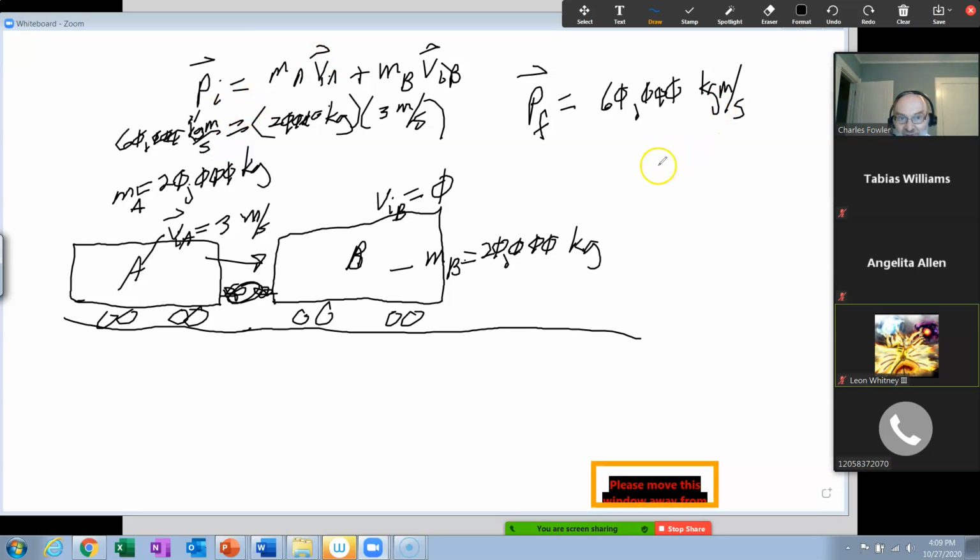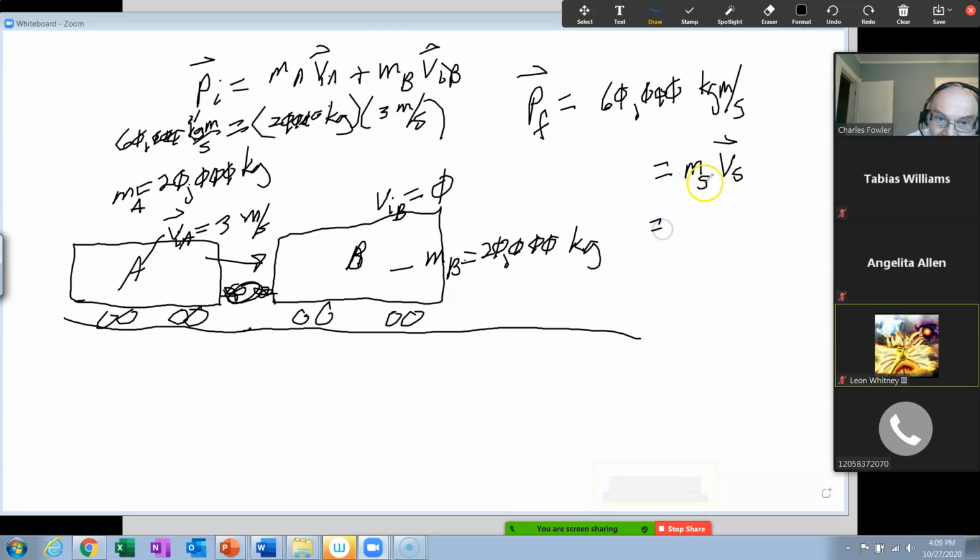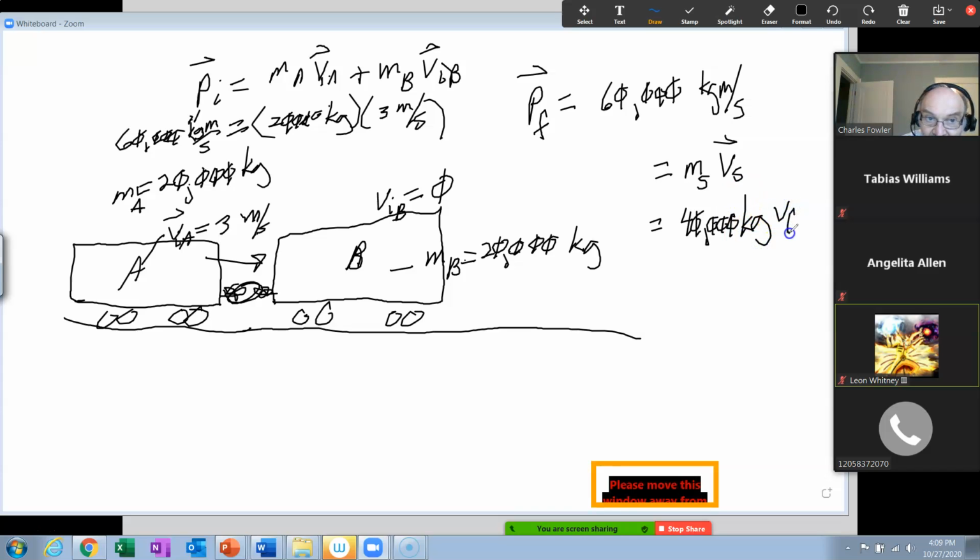But after the collision, now these two are stuck together. They were both 20,000 kilograms, so the mass of the system, times the velocity of the system. This is what we're looking for. You could call that final velocity if you wanted to. Well, the mass of the system now is 40,000 kilograms times V final, the final velocity of the system. That's what we're looking for. What is the resulting speed of the combined cars?